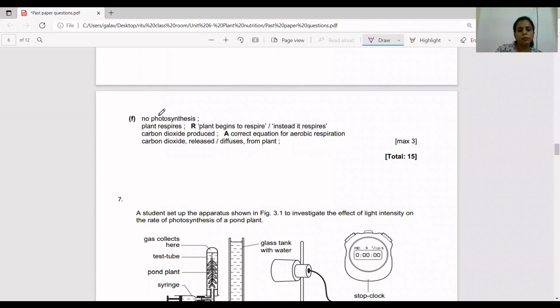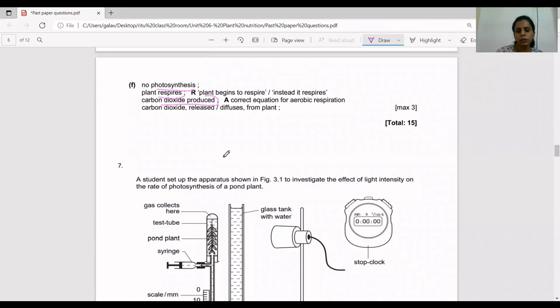So here you will get 1 mark for writing no photosynthesis, and the second mark you will get if you write down that plants perform respiration, and the third mark you will get if you write down that in the process of respiration carbon dioxide gas is produced. Hence the concentration of carbon dioxide gas has increased around the plant. Hope this question is clear to you guys.